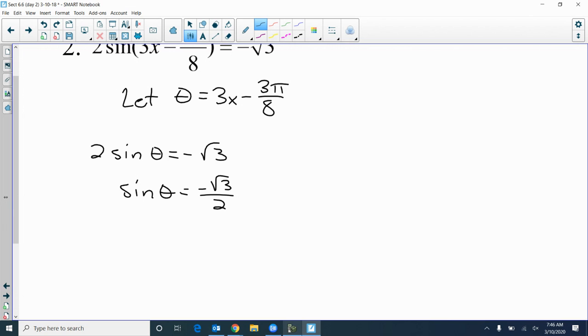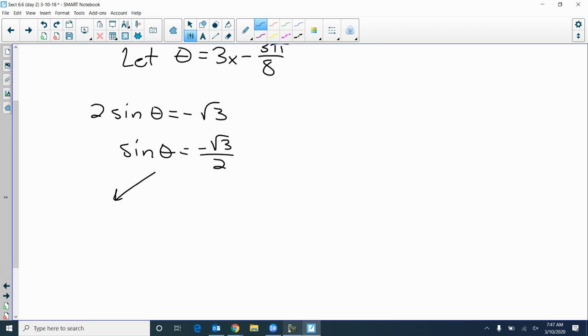Now, I'm hoping you know that. If not, you can go to your calculator, but there are two values that work. All right, where is sine of what angle negative square root of 3 over 2? It's going to be in quadrant 3 and quadrant 4. And that means your reference angle is going to have to be 60 degrees. 180 plus 60 is 240. 360 minus 60 is 300, but we're in radians. So 240 is 4 pi over 3. 300 is 5 pi over 3.